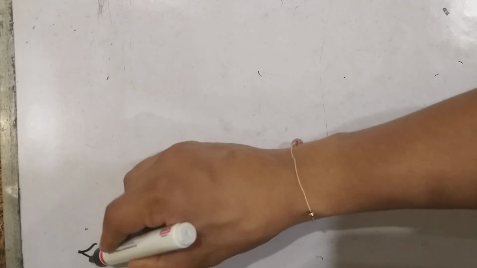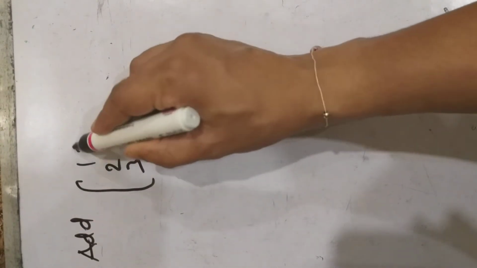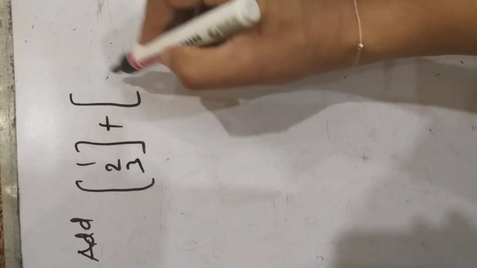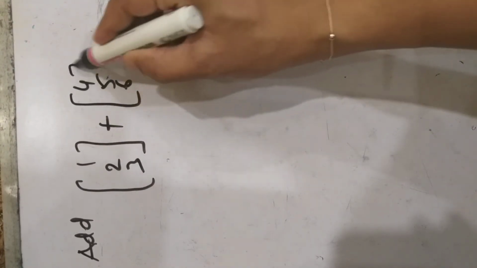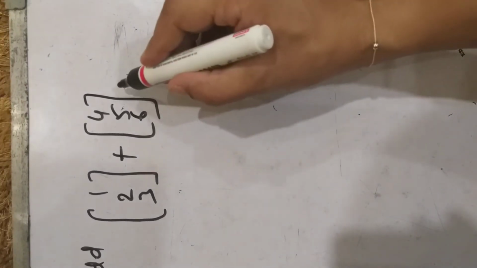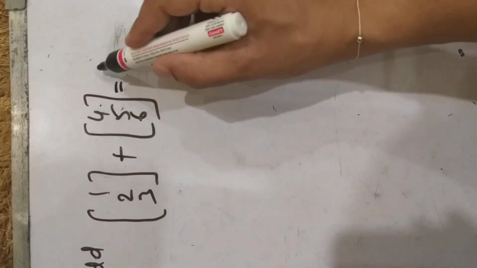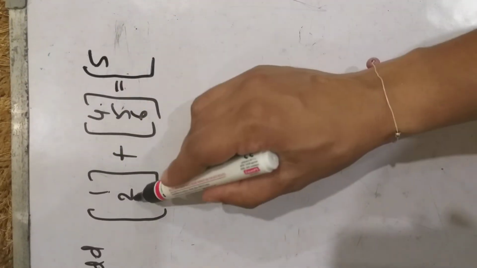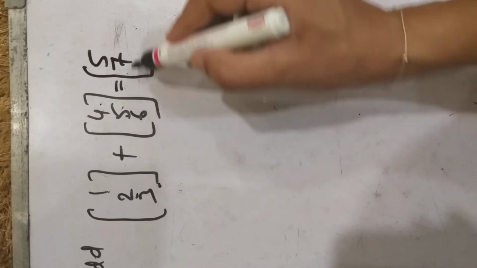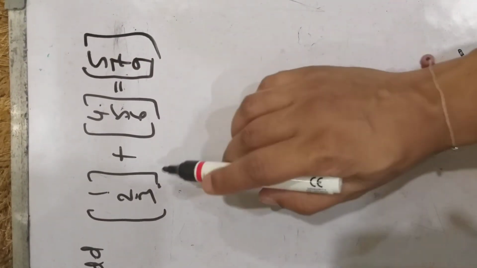Okay, so what if I add 1 2 3 plus 4 5 6? Now see, the order is same. We can always add corresponding elements. 1 plus 4 is 5, 2 plus 5 is 7, 3 plus 6 is 9. The order is same, and this is the addition, sorry.